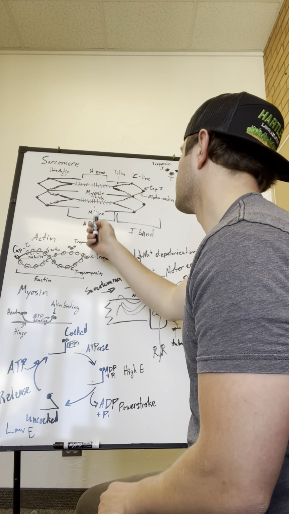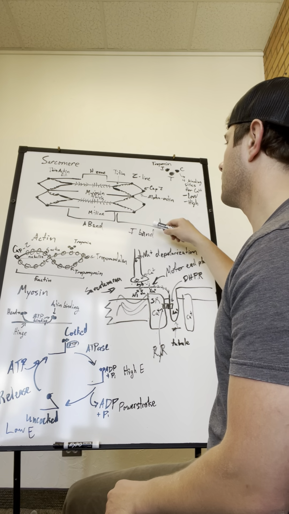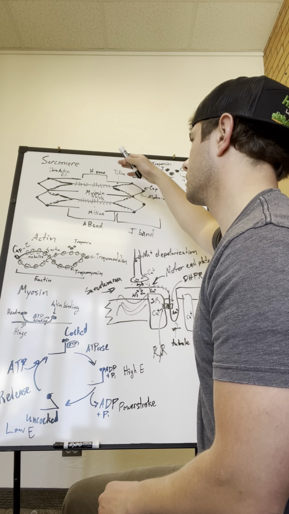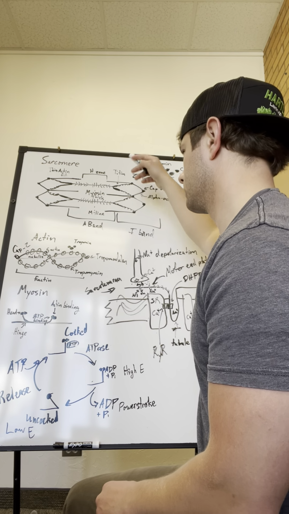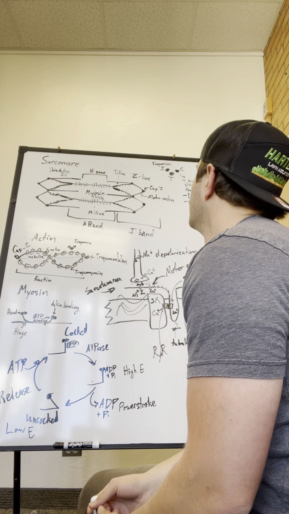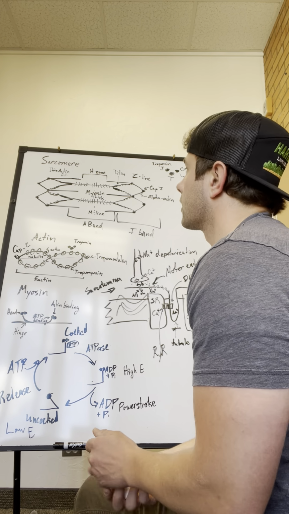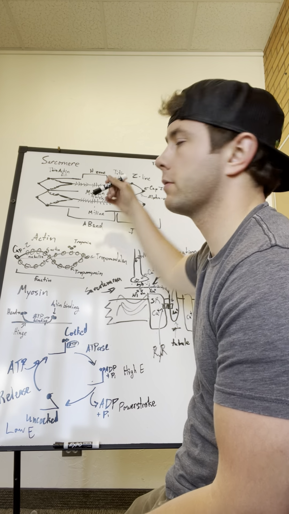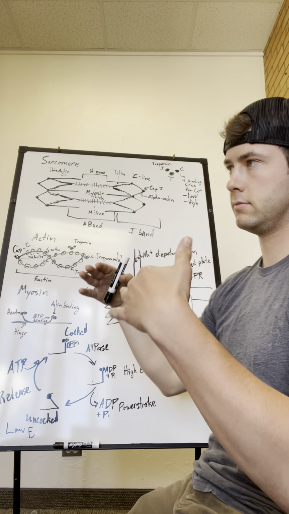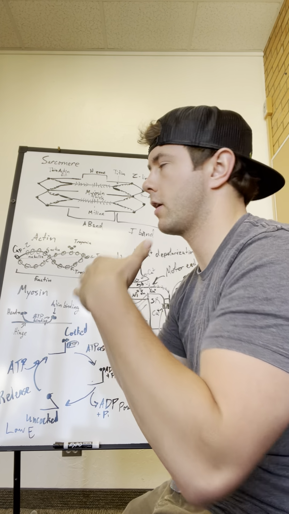A band's a little bit darker than our I bands. I bands only include actin. A bands include myosin and actin, but because myosin's so thick, it'll appear darker. And yeah, so that's your basic makeup of what a sarcomere looks like and how your components are interacting.